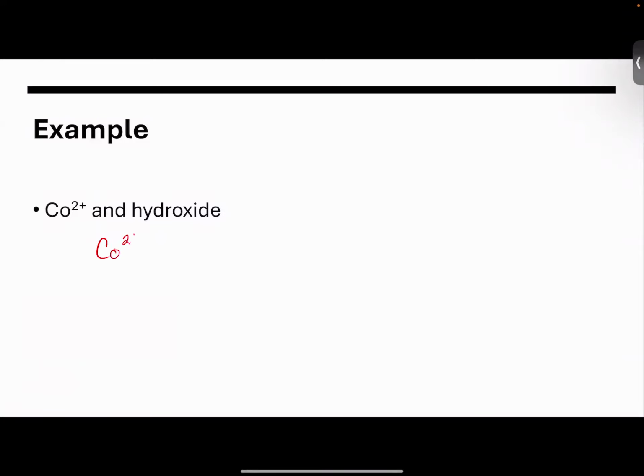There we go. We had cobalt 2 and hydroxide. Hydroxide is one of the polyatomic ions that you will have to know. We took the magnitude of the charge and we dropped it on the opposing ion. So on our cobalt, we dropped a 1. Our hydroxide, we dropped a 2.